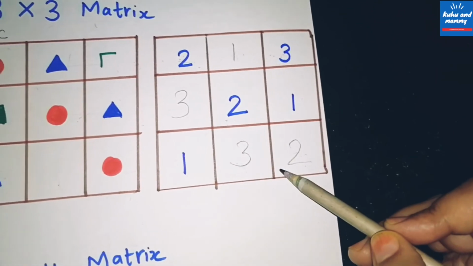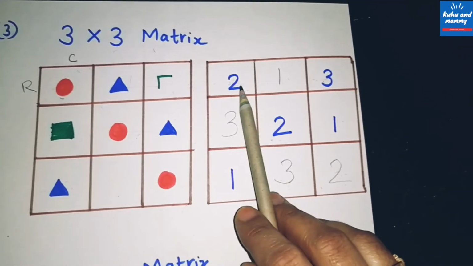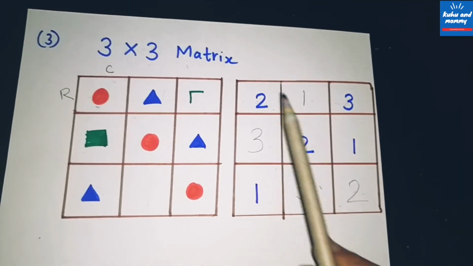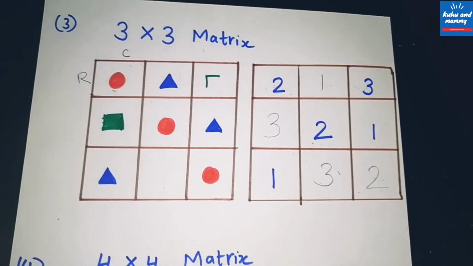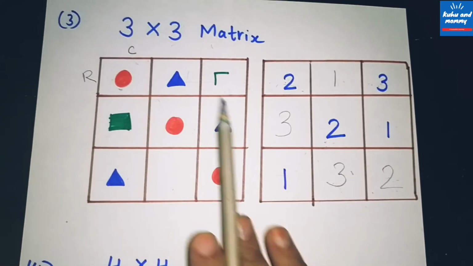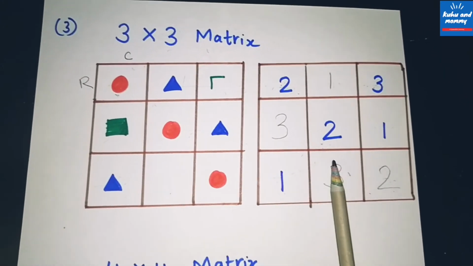So in this way you can teach them this 3 by 3 matrix. So using 1, 2, 3 numbers, it will be easy for them to do this. So this way we can teach them using colorful stickers or shapes or colors. You can teach them 3 by 3 matrix.